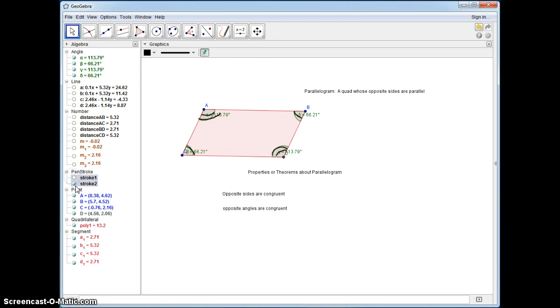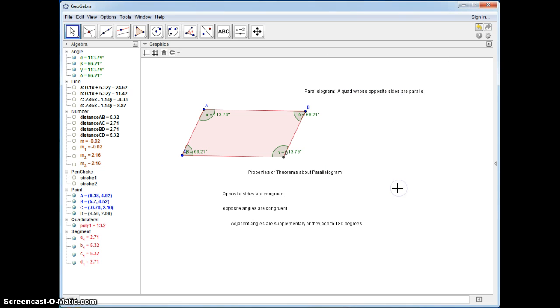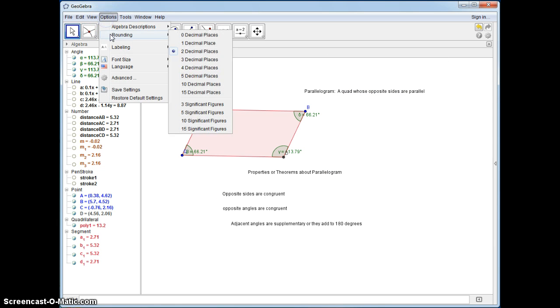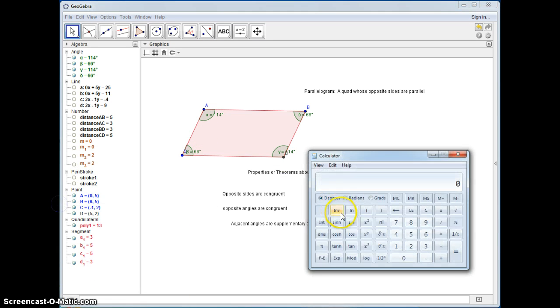I'm going to move my strokes just temporarily, and now I'm going to show something else, that the adjacent angles, this is a different property or theorem, adjacent angles are supplementary, or they add to 180 degrees. That's what supplementary means. So let's check that. I'm going to actually change my rounding to 0 decimal points so it's easier to read. This is 114 and this is 66. So let's just check that on our calculator. 114 plus 66 should add to 180 degrees, and it does.